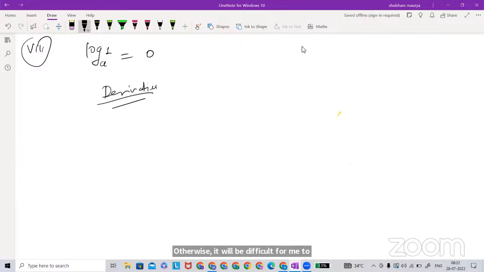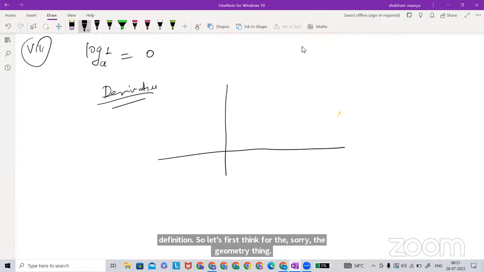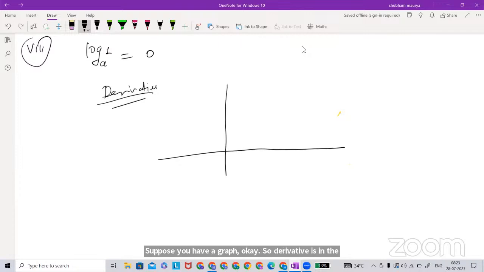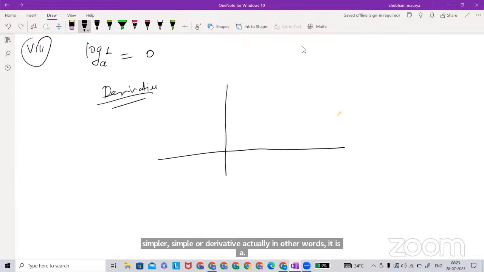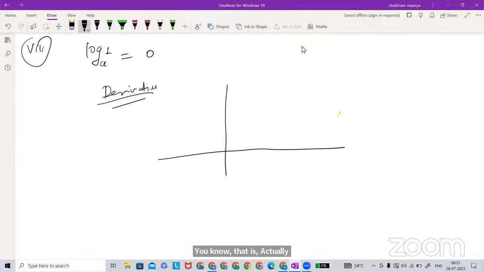Okay, so for the derivative, you will see two ways: with the geometry and the algebra definition. Let's first think about the geometry. Suppose you have a graph. In simple words, the derivative actually gives the slope of a function at that point.